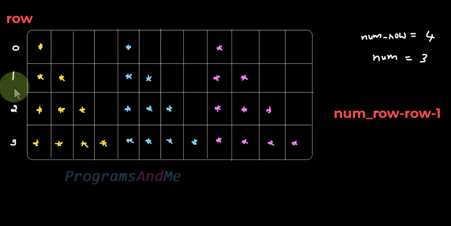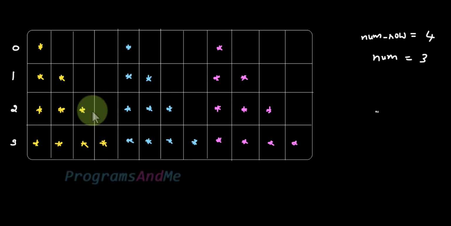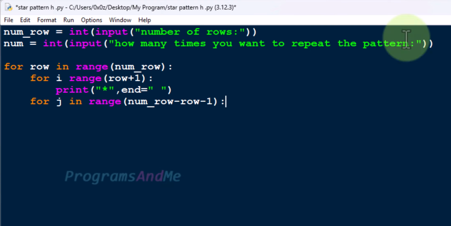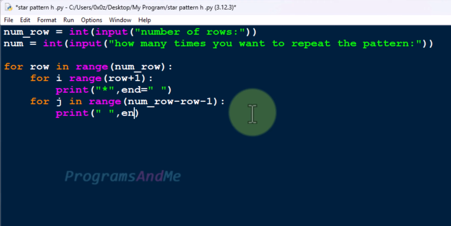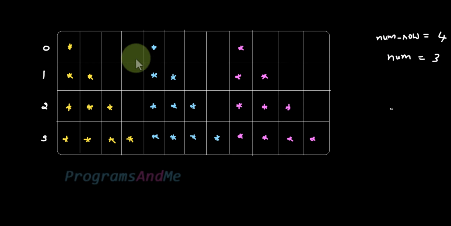Row value is 1, so 4 minus 1 minus 1, we'll get 2. So we need 2 spaces here. Here also, number of rows is 4, row value is 2, 4 minus 2 minus 1, so we'll get 1. So we need to use this formula here. What we need to do? We need to print space with end equal to space. Alright, now we are done with this.